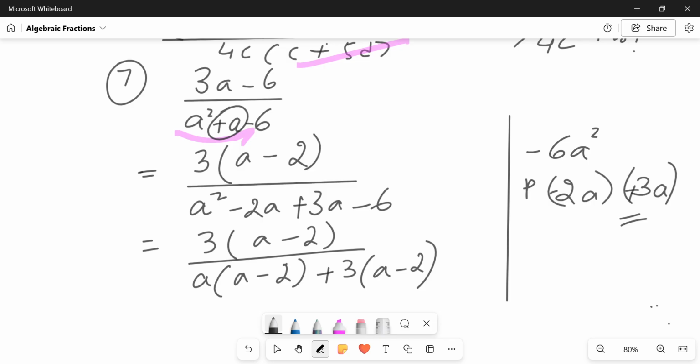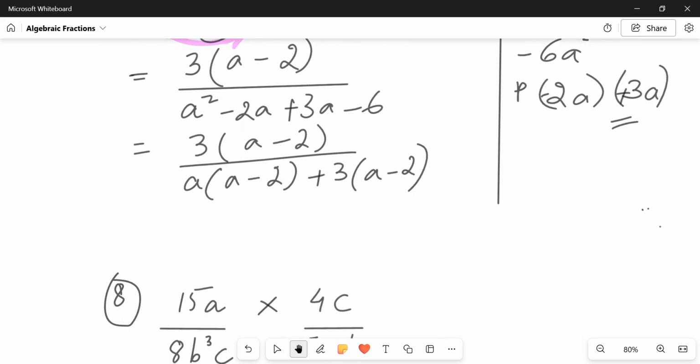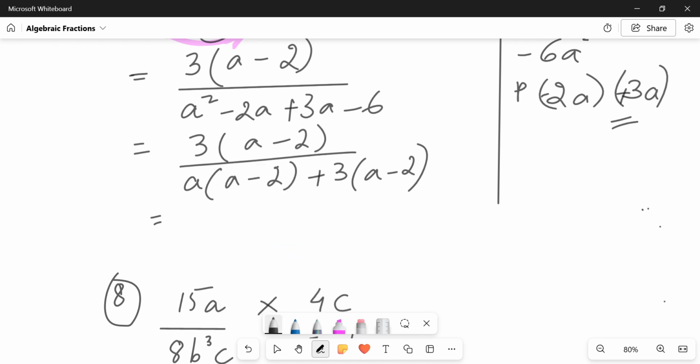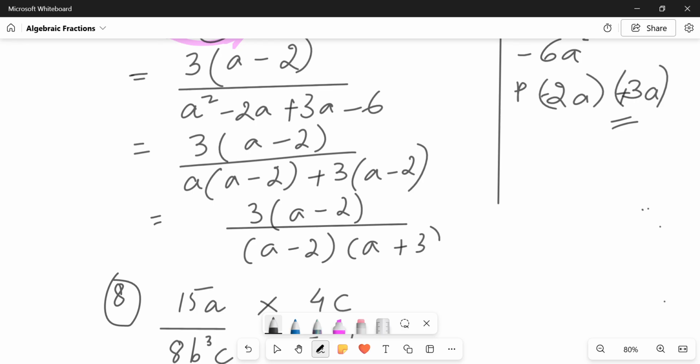Now, the numerator I have already solved. Now denominator, write the common ones one time and the outside ones, close them into the bracket. Okay, now check, is any bracket the same? Yes, they both are. Cancel them. So what is the final answer? 3 in the numerator and denominator, a plus 3. Okay, so this is the answer.